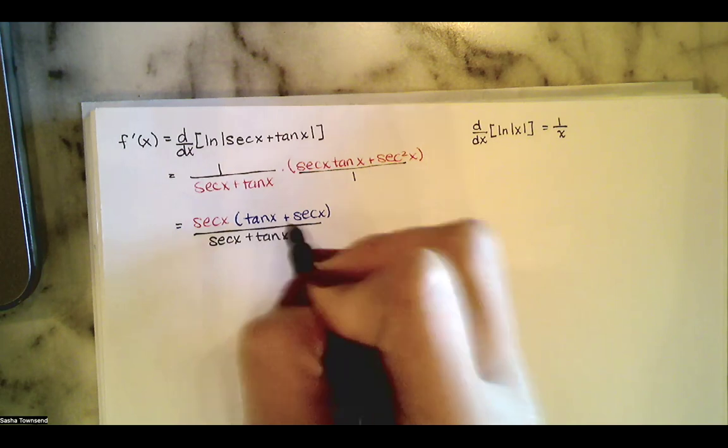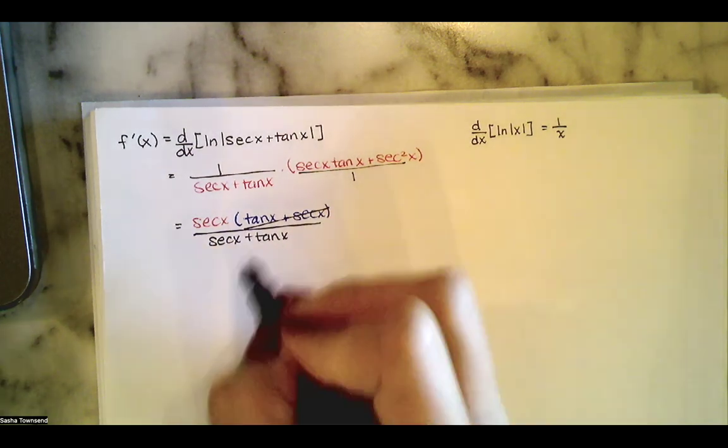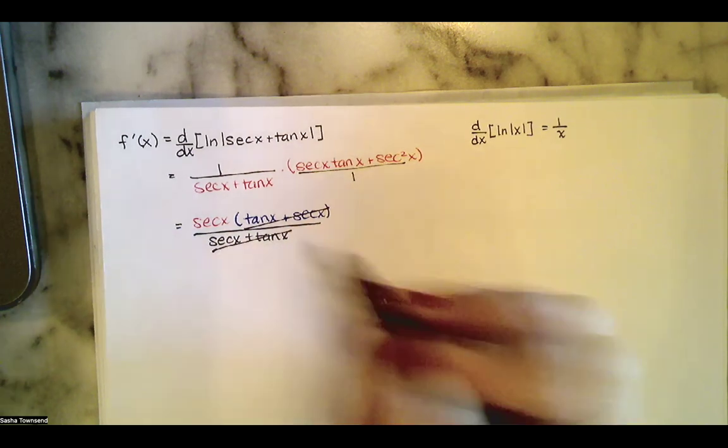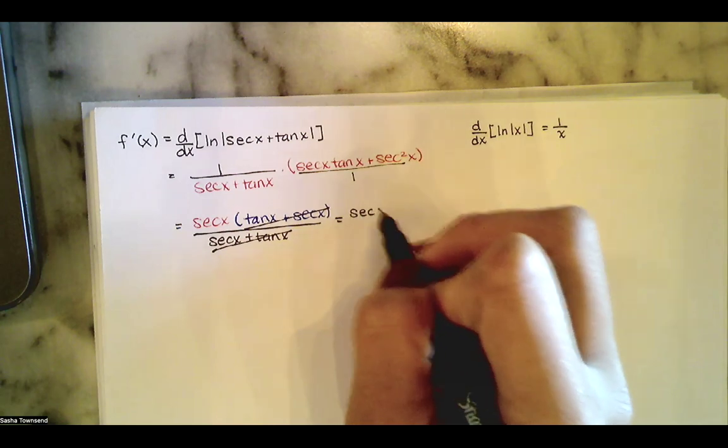And that's the same thing. Addition is commutative, right? A plus b is the same as b plus a. So those are the same. And our derivative is secant of x.